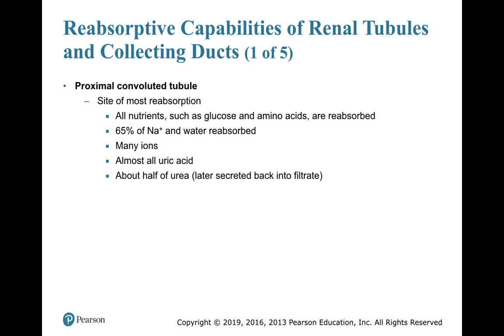Reabsorption in the renal tubules and the collecting ducts. In the proximal convoluted tubules, we get most of the reabsorption. All the nutrients, glucose, and amino acids are reabsorbed here. About 65% of the sodium and water are reabsorbed here. Many ions, almost all the uric acid, and about half the urea are reabsorbed too; the uric acid and the urea we want to get rid of, so we're going to have to do that when we get into secretion.